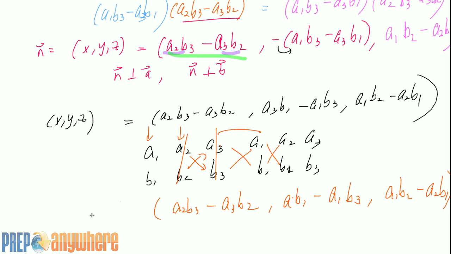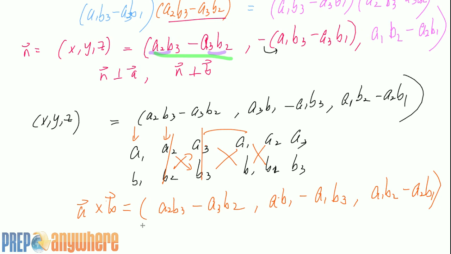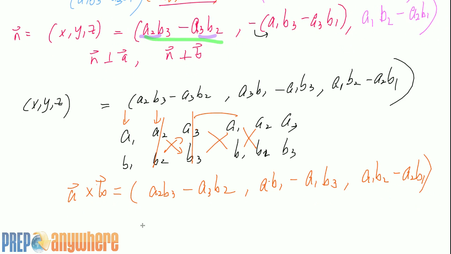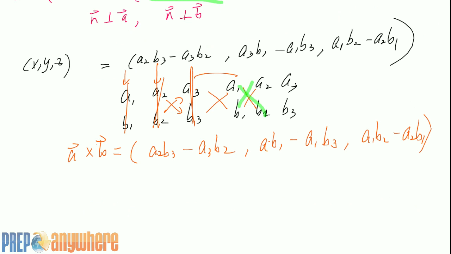So this right here we call A cross product B. Typically we call this a normal vector, and by definition the normal vector is perpendicular to A as well as B, because that's the way we derived it.